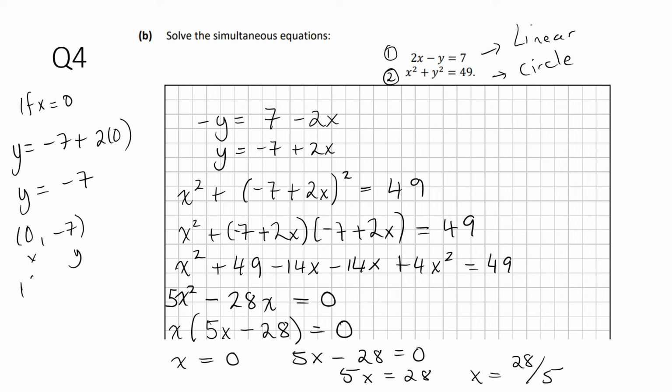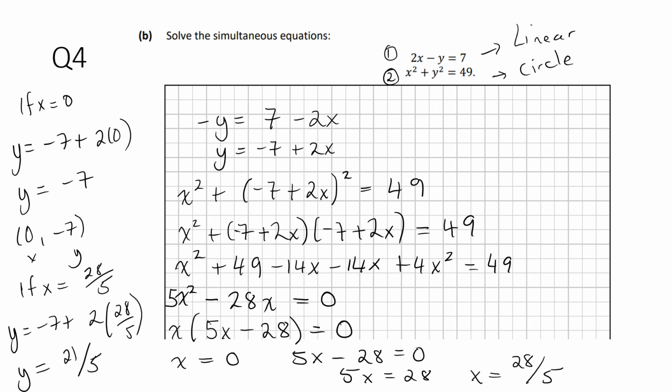And then if x is equal to 28 over 5, just use your calculator. Y is equal to minus 7 plus 2 times 28 over 5. Put that all into your calculator, and you see that y is equal to 21 over 5. So that means that when x is 28 over 5, y is 21 over 5. So that is your second value.